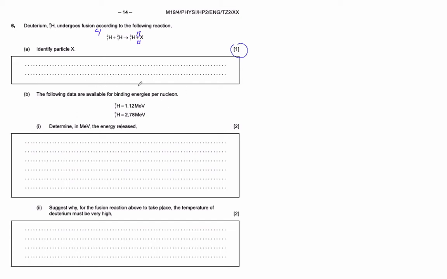The following data are available for binding energies per nucleon, okay? Deuterium is 1.12, so that means, by the way, 1.12 times 2 of those, right? Okay, determine in MeV the energy released, right? So on the left side, our binding energy, it's going to be the difference in binding energy, basically, right? We're going to something that's more tightly bound, right? So our left side, we've got total binding energy of 2 times 1.12, okay? Because we got one of these and one of these, right?